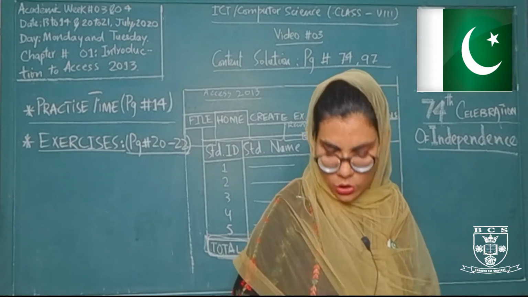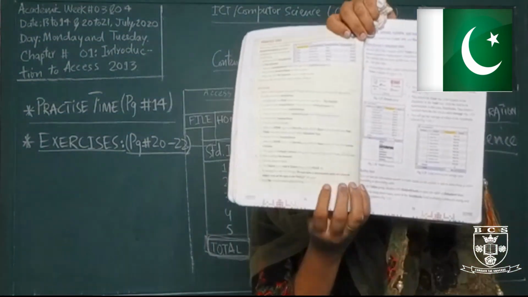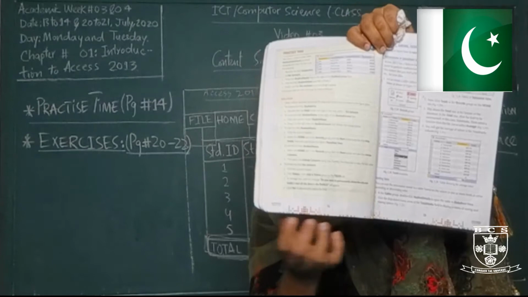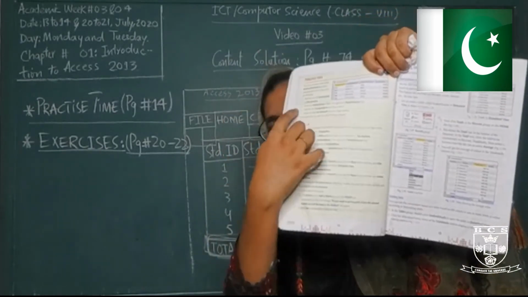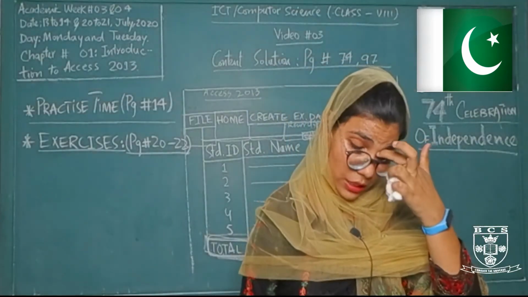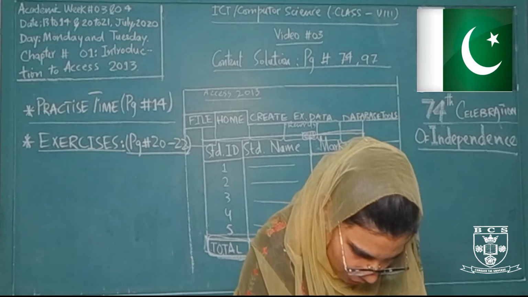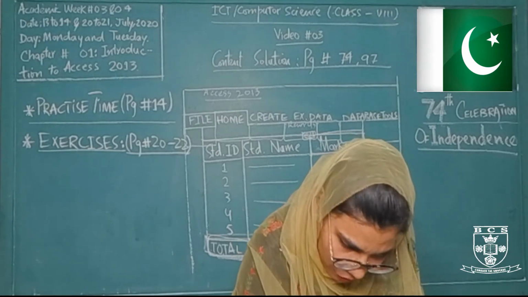And there is also the solution at the bottom side of your page. This is the solution for these 4 different tasks. Firstly we will read the first task, then we will read its solution. Step by step we will solve this. So first of all, rename the field student fee to fee amount.